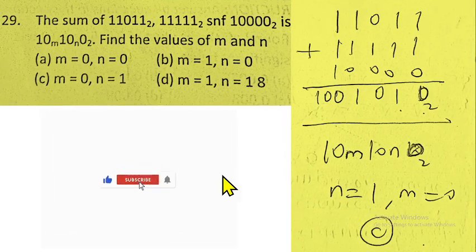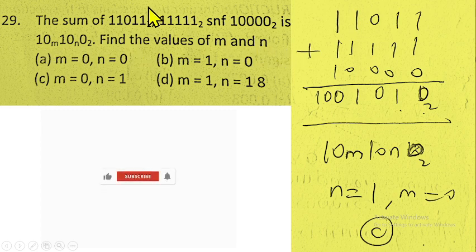Question number 29 is on binary numbers, or it's on binary. The sum of this number, this and this is this. Find the value of m and n. So if you have these three numbers in base 2 together, it should give us this. Forget about what you have here, this is an error. Let's add this together. If you arrange it like this, that will make your work easier.